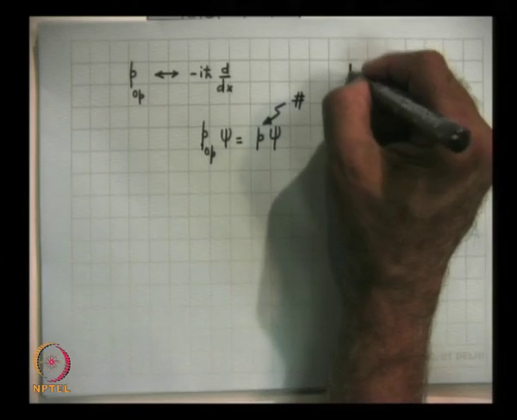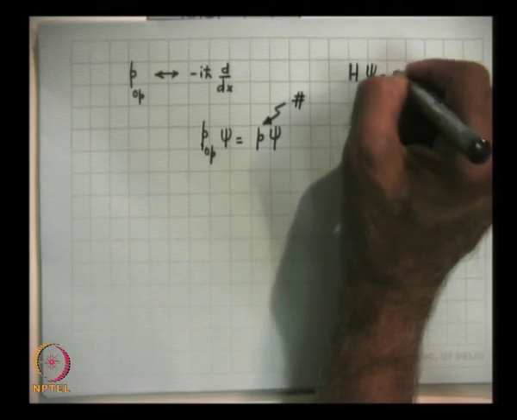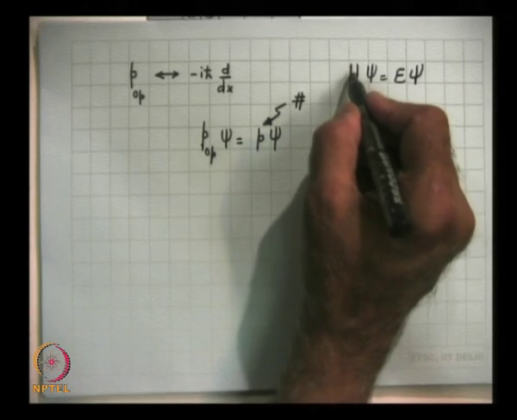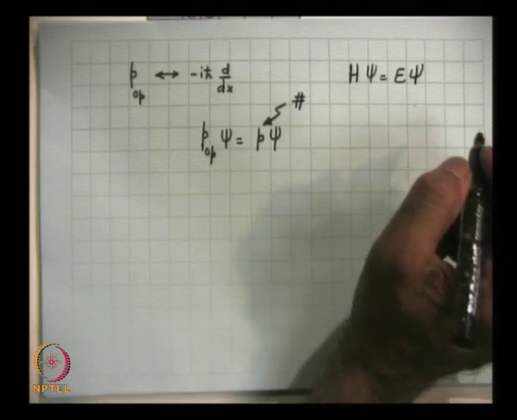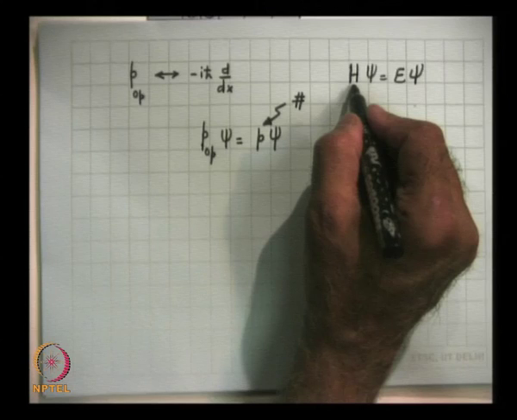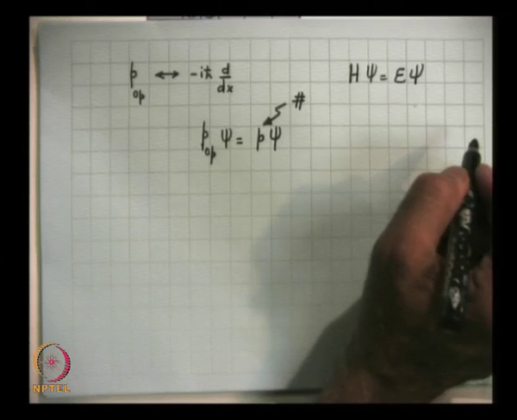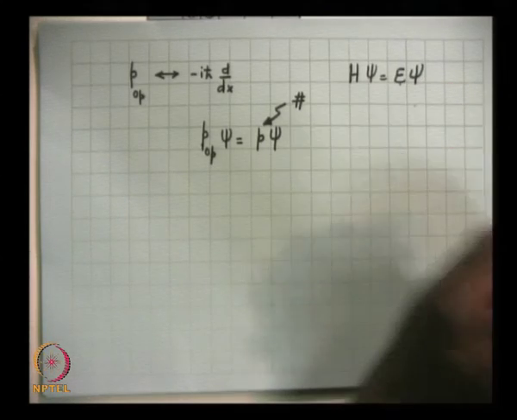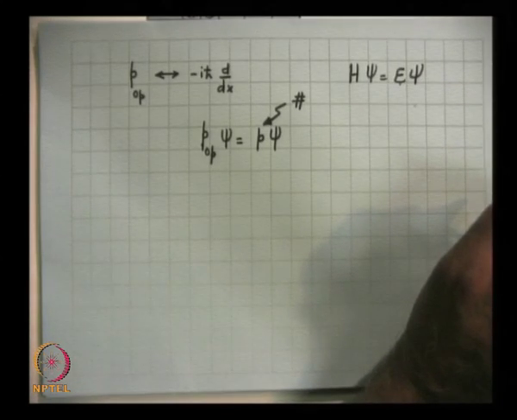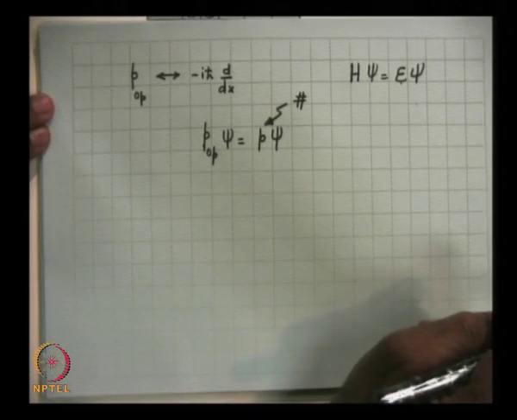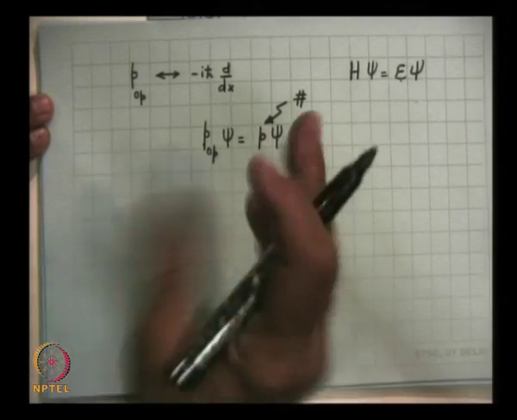So, we had the eigenvalue equation H psi is equal to E psi. This is the Hamiltonian, which is an operator, and you find that only certain values of E are allowed. These are the eigenvalues. So, you have the momentum operator P op, and I want to solve this eigenvalue equation.